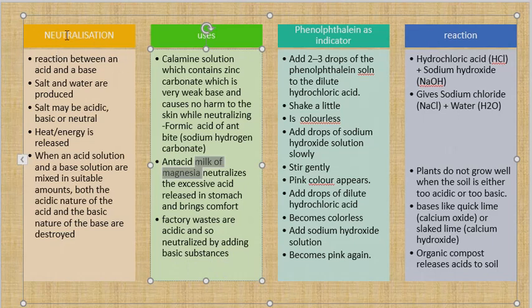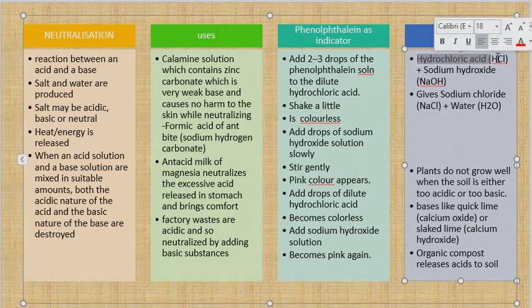Now we have seen neutralization is a reaction between acid and base. So for example, hydrochloric acid is written as HCl. Why HCl? H for hydrogen, Cl for chlorine. Sodium hydroxide: sodium is Na, hydroxide is OH. Now hydrochloric acid plus sodium hydroxide, acid plus base, when they combine together in suitable amounts, the acidic and basic nature is destroyed and salt and water are formed and energy is released. What happens? It gives sodium chloride. Cl and Na join together to form sodium chloride.